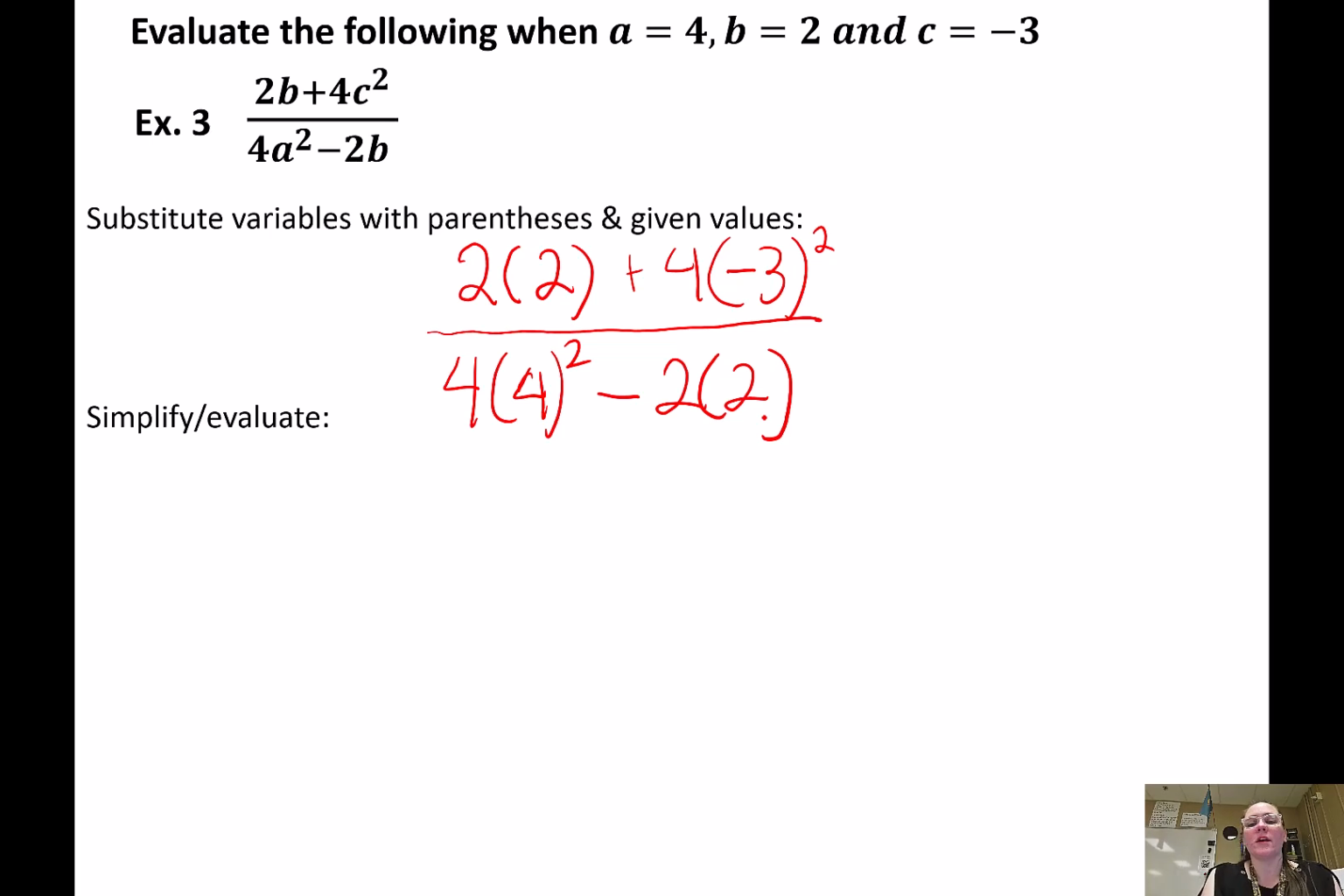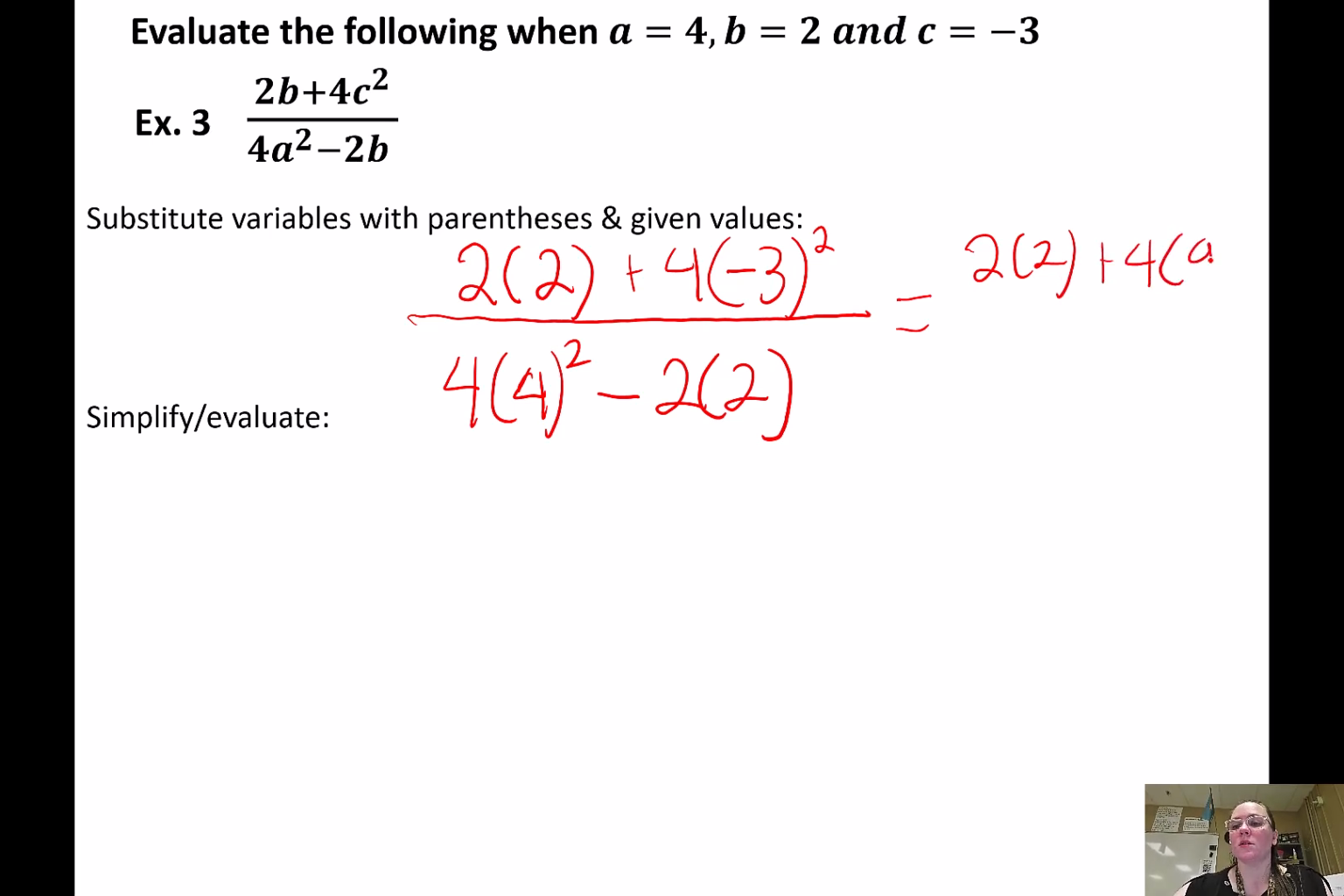Now, when we have a fraction, remember a fraction is kind of like a grouping symbol. I'm going to work the top out, and then I'm going to work the bottom out. So in the top, what can I simplify first? I can do the exponent. Well, negative 3 squared is 9. So I have 2 times 2 plus 4 times 9 over, okay, in the bottom I have a squared as well. So I get 4 times 4 squared, which is 16, minus 2 times 2.